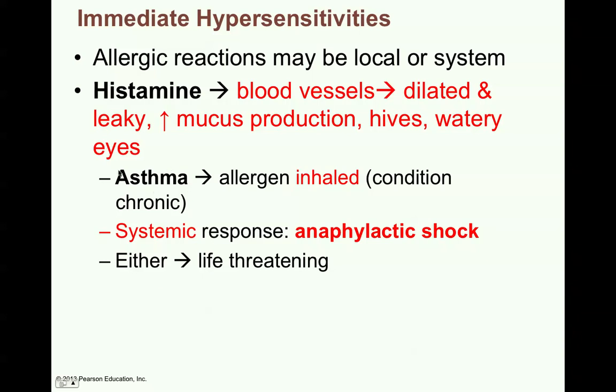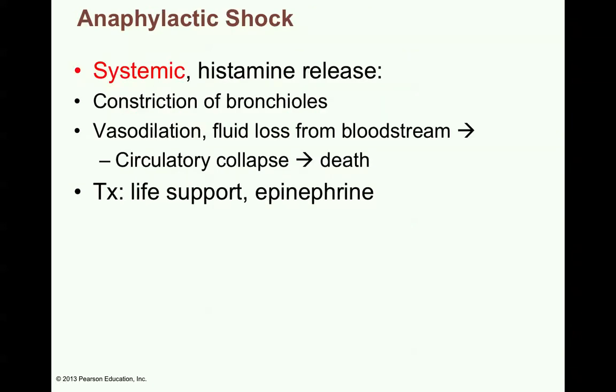And actually, with either one, status asthmaticus would be a complete shutdown of the airways, where the airways constrict and get filled with mucus, and the individual is no longer able to move air, and that's considered a medical emergency. Or with anaphylactic shock, this would be throughout the body, where the blood vessels just dilate, and blood pressure drops to such a low level that they no longer can have circulation of the cardiovascular system. Anaphylactic shock, again, it's systemic.